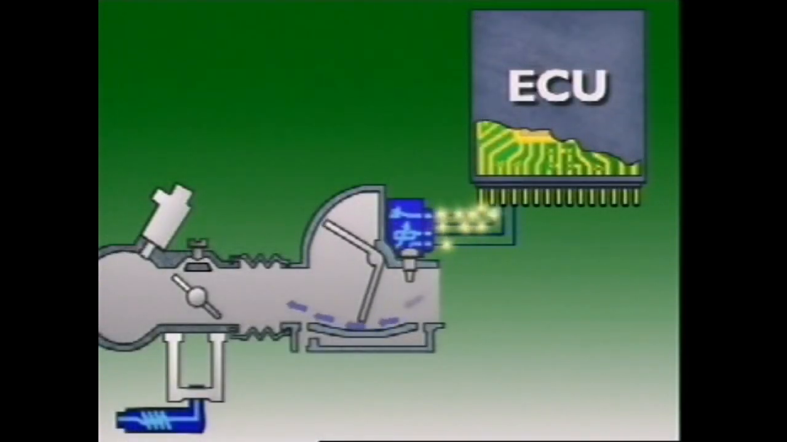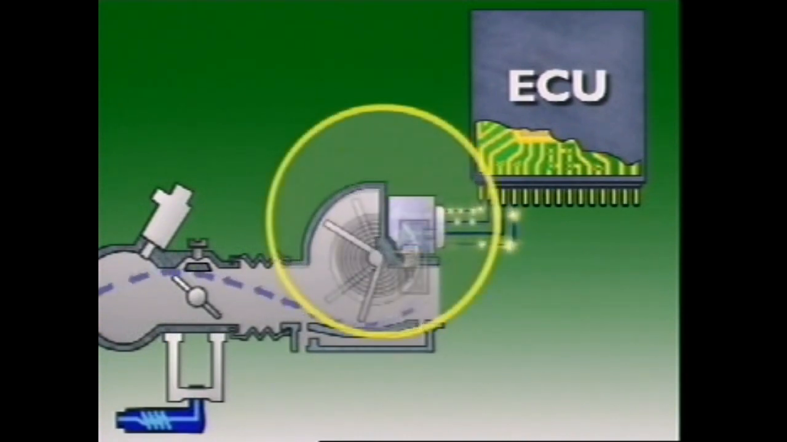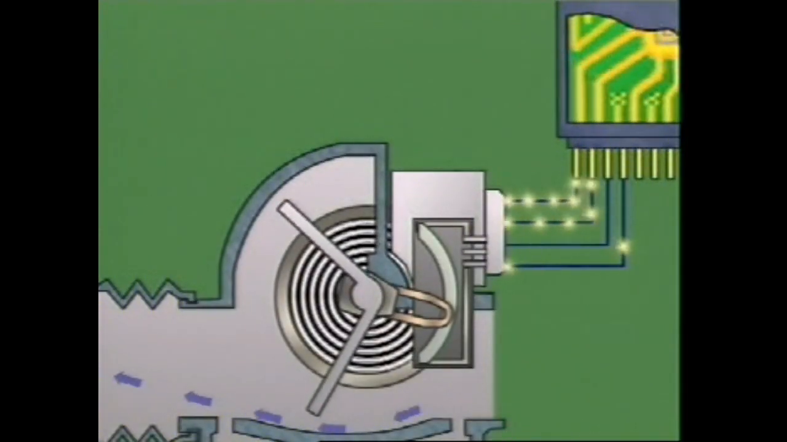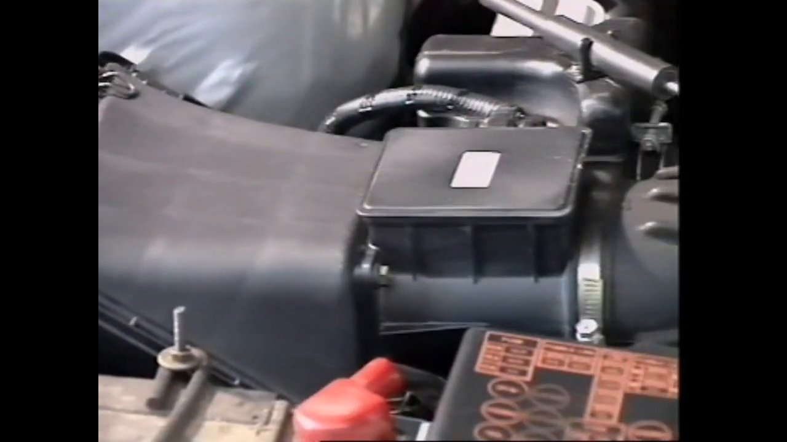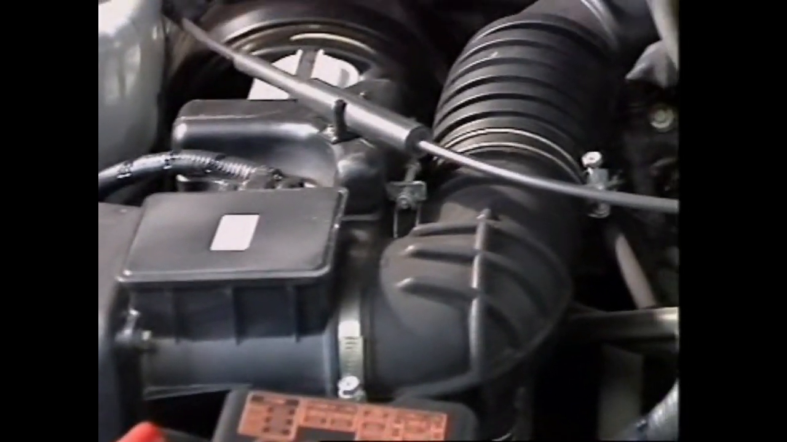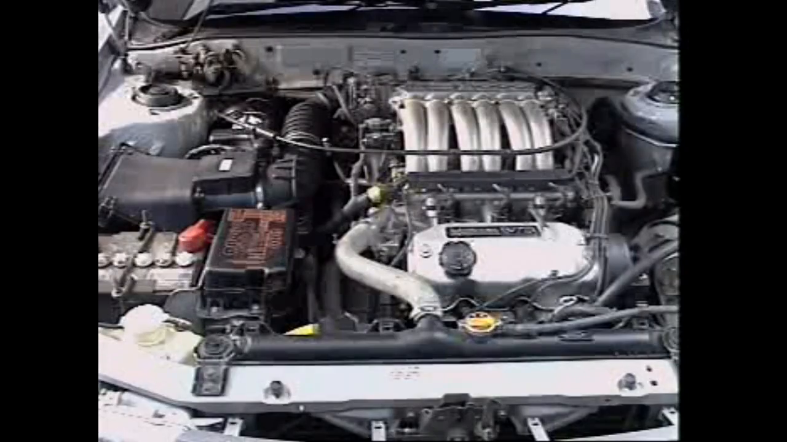Vane-type airflow meters have a spring-loaded vane or flap, which deflects according to how much air enters. The electrical signal to the ECU varies with this deflection, as contacts attached to the vane move across a potentiometer. The intake system must be airtight, with no leaks downstream of the meter, otherwise inaccurate signals will be sent to the ECU.